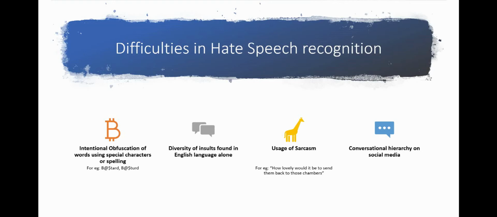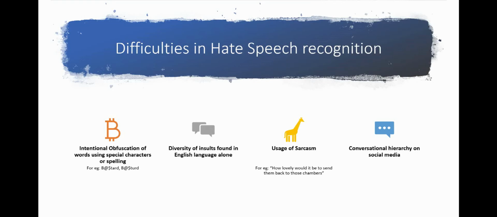And we can see that the usage of sarcasm is quite effective too, and has to be considered separately, maybe, for training our models. For example, "how lovely would it be to send them back to those chambers," which is a very dark sentence.